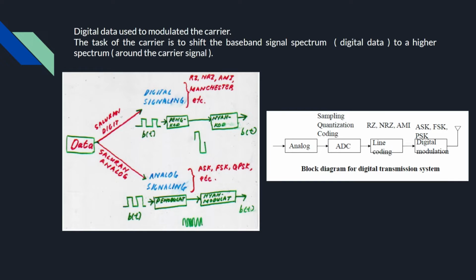Digital data is used to modulate the carrier. The task of the carrier is to shift the baseband signal spectrum, which is the digital data, to a higher spectrum around the carrier signal.